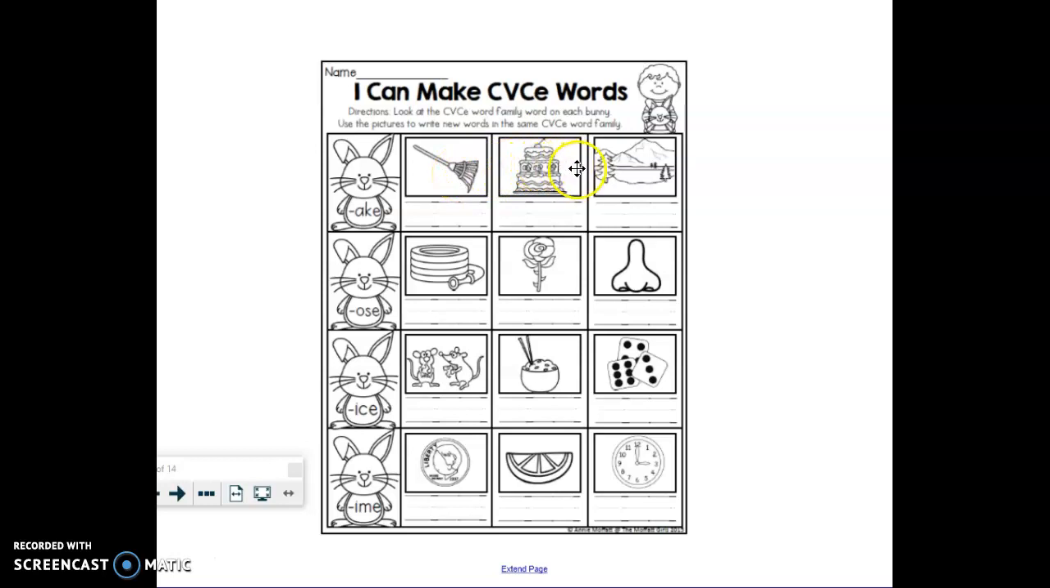What about for cake? Well, if I'm going to do the word cake, I know it has to have A, K, E. What's the first sound? Cake. I hear the k first. So I need to write either a C or a K. And then the last part of the word, A, K, E.